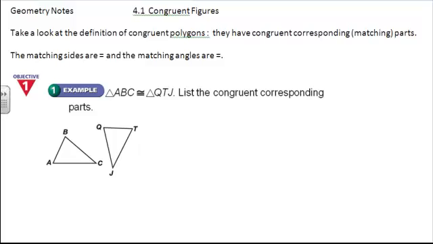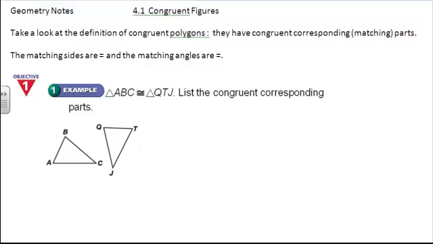Alright everybody, I know that you've already taken notes on these, so hopefully this is just a review for you. And I want to just kind of go over these notes. Okay? So we're going to talk about section 4.1, which is on congruent figures.